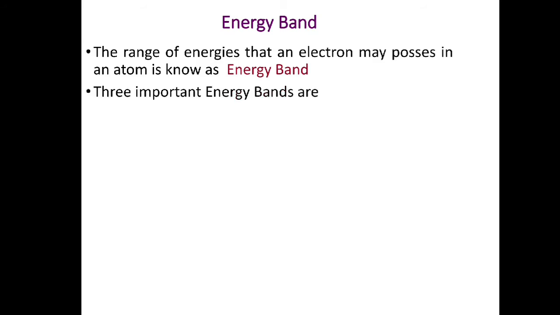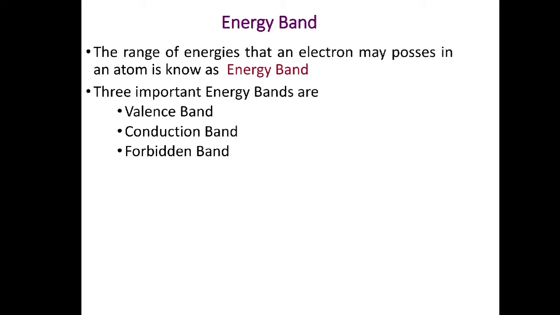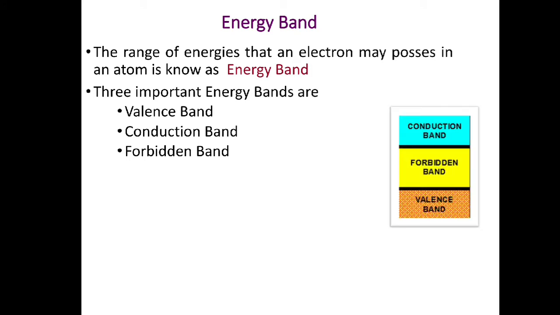Next, what is energy band? The range of energies that an electron possesses in an atom is known as energy band. Three important energy bands are observed based upon how the electrons are distributed: a valence band, a conduction band, and a forbidden band. Some of the electrons may be accommodated in the valence band and in the conduction band.